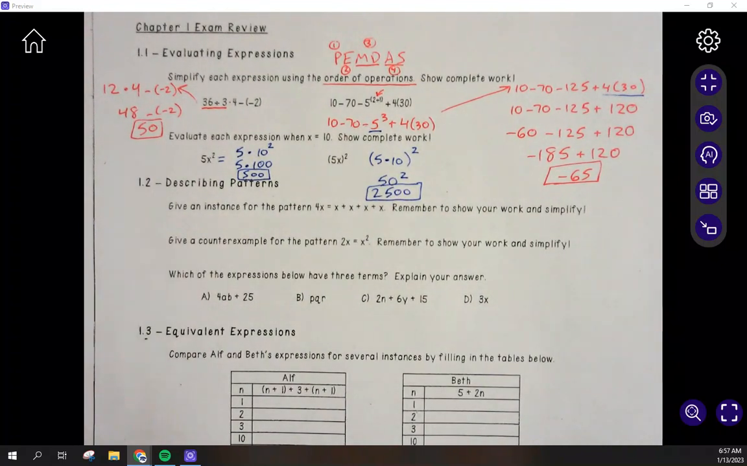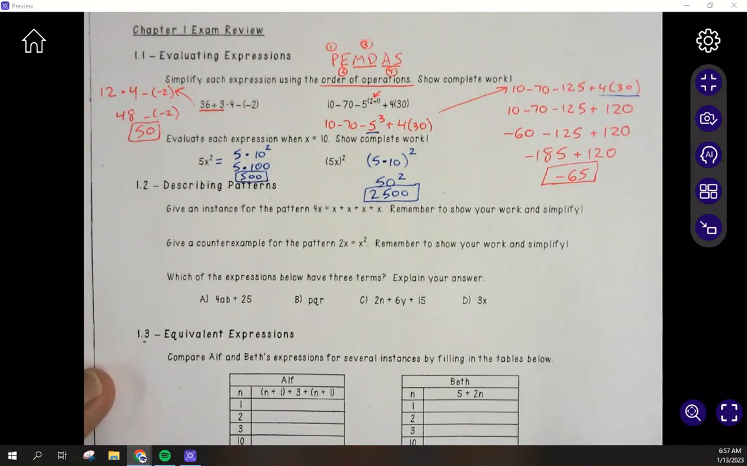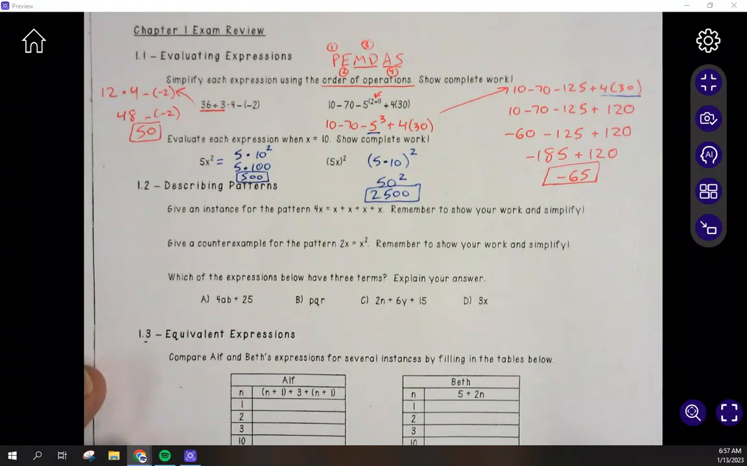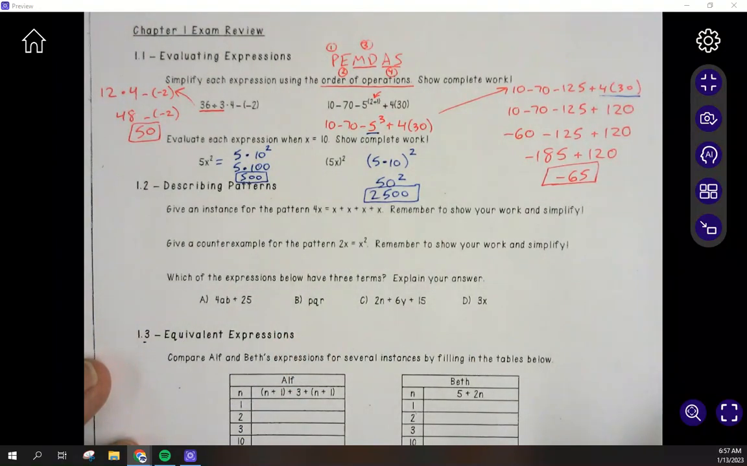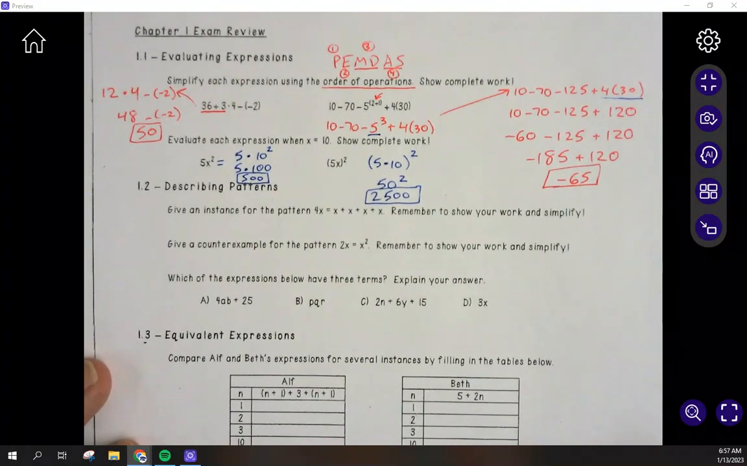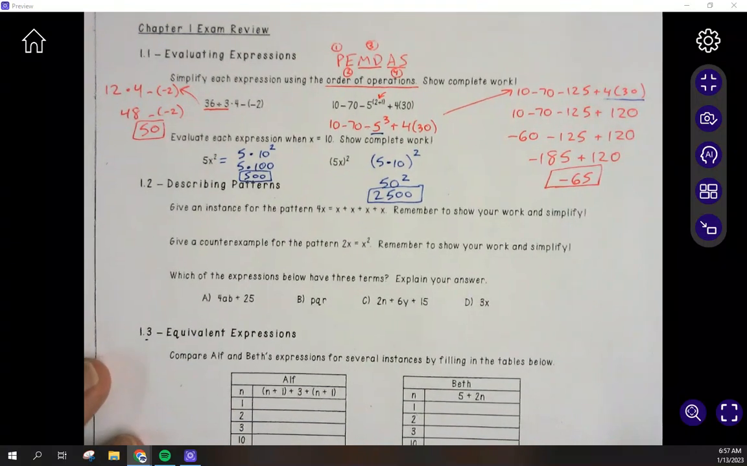All right. Moving into chapter 1.2. So we looked at patterns here. We're going to give an instance for this pattern, and it says remember to show your work and simplify. So we're basically just going to pick whatever number we want for x and plug it in and show that this pattern actually works. If you look at your answer key, the instance that's shown there is 5. So I'm going to choose something different so you have two good examples to look at.